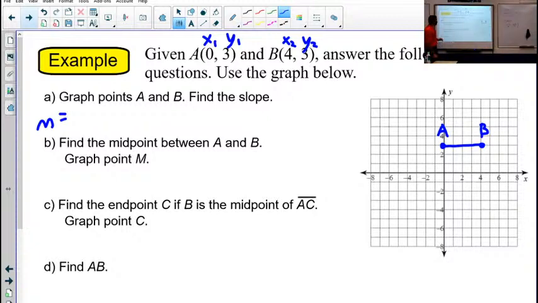So slope's going to be change in y over change in x. I'm going to subtract my y coordinates. My y coordinates here are 3 and 3. I'm going to subtract them. Over, subtract your x coordinates. X coordinates here are 4 and 0. I'm going to subtract them.